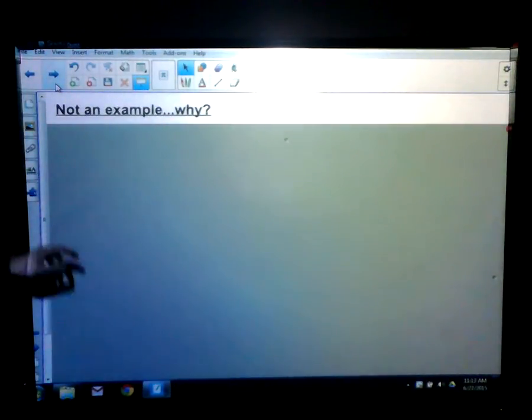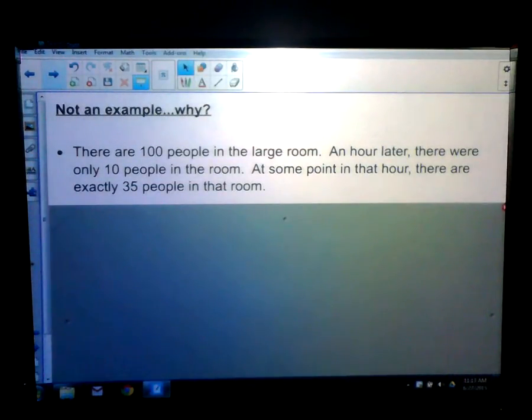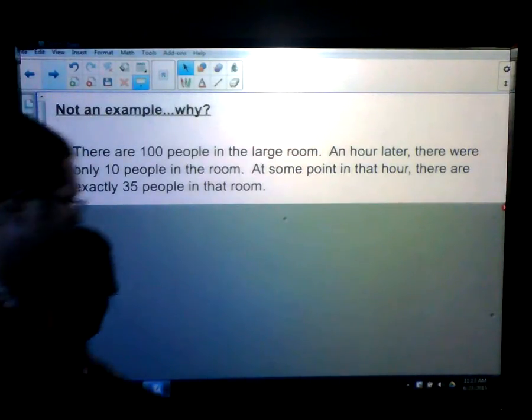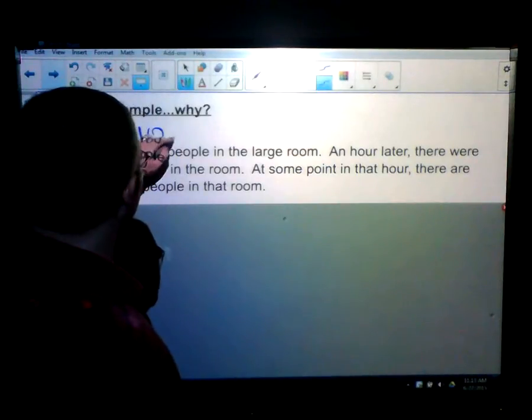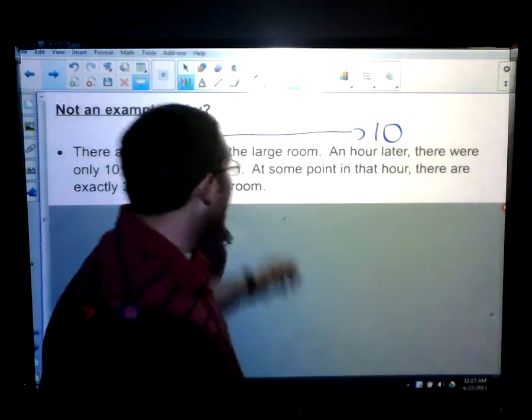These are not examples, but let's talk about why. There are 100 people in a large room. An hour later, there are only 10 people in that room. At some point in that hour, there are exactly 35 people. It seems to make sense. If you start with 100 and you go to 10, at some point in time there has to be 35.